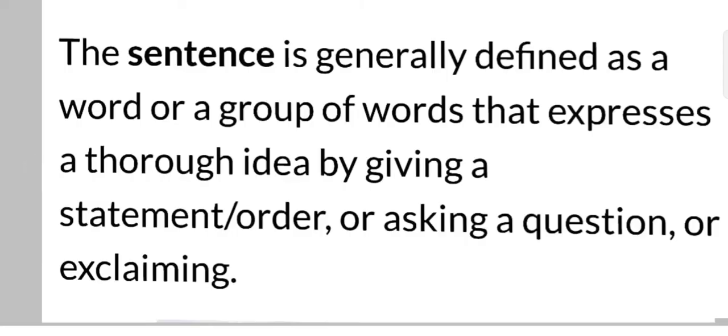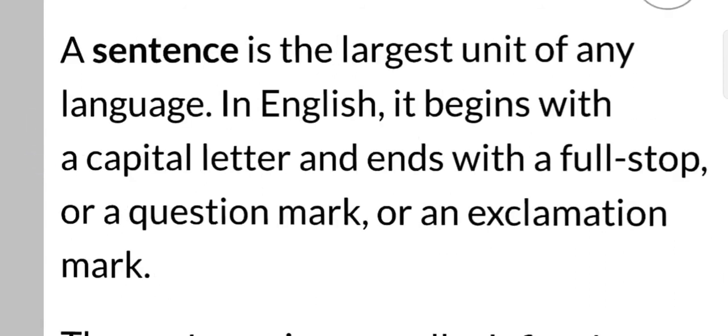The sentence is generally defined as a word or a group of words that expresses a thorough idea by giving a statement, order, or asking a question or exclaiming. A sentence is the largest unit of any language, and in English, it begins with a capital letter, ends with a full stop or a question mark or an exclamation mark.